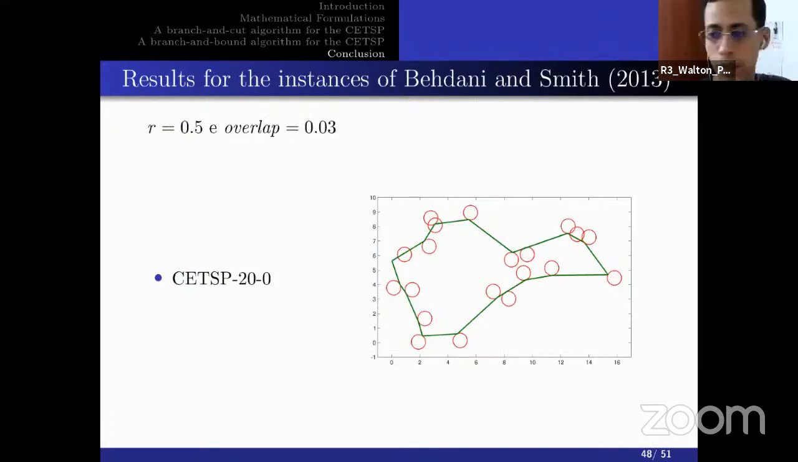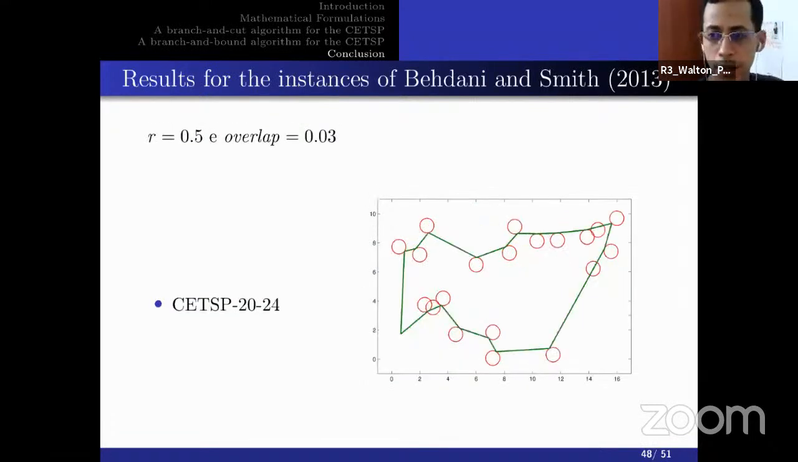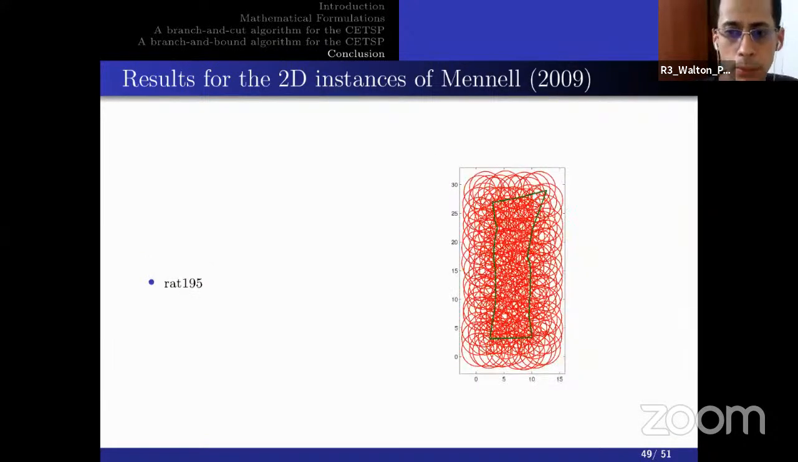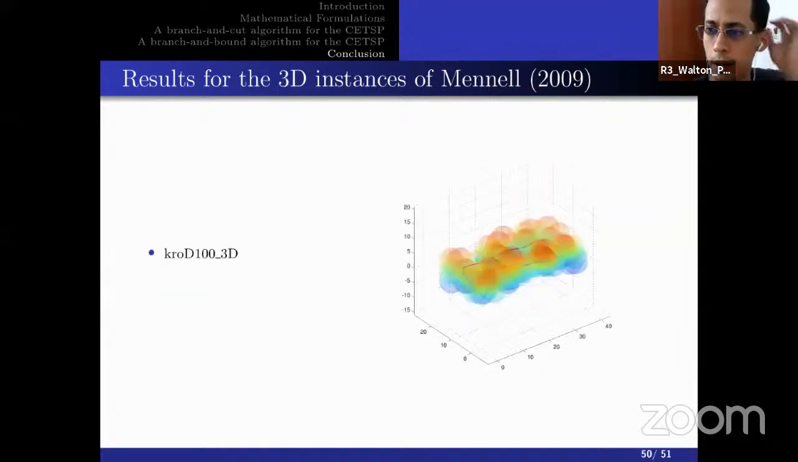And here just some pictures. I just wanted to show some pictures because they are nice, for a few instances with 20 vertices, and then instances with 300 vertices here. And obviously we are exploiting the size of the radius of each vertex here to build a tour in an efficient way. Then you have an instance with 195. And then you can also very easily generalize the algorithm for the 3D case here.